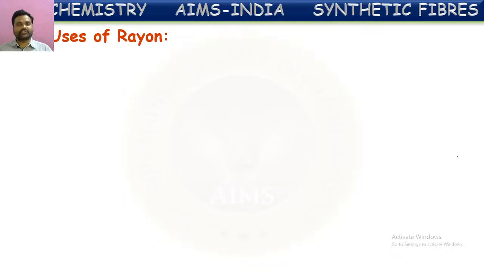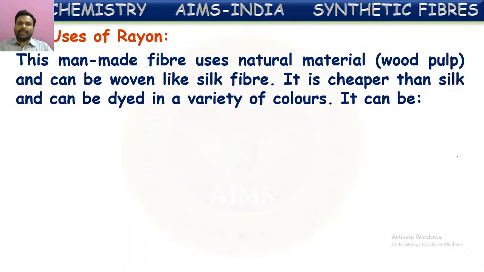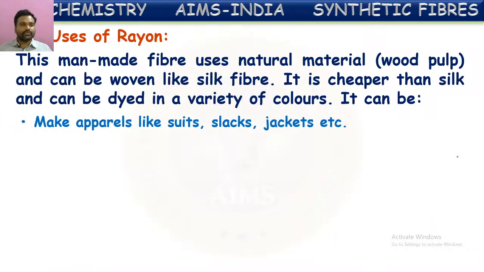So, what are the uses of this rayon? It is a man-made fiber that uses natural material and can be woven like silk fiber. It is one of the man-made fibers, but it is made from the natural material wood pulp, and it seems like silk. So, almost all fabrication can be done with this. It is cheaper than silk and can be dyed in a variety of colors. So, it can be used to make apparel like suits, slacks, and jackets, etc. So it is used in making all of these.